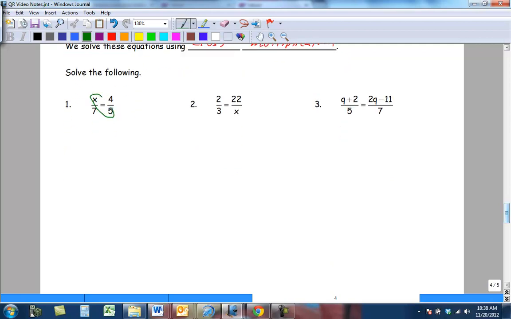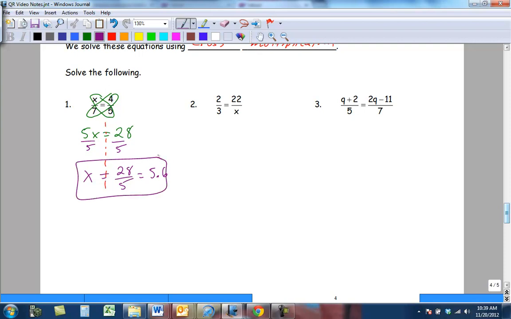Cross multiply. 5x equals 7 times 4, which is 28. Now, once you cross multiply, this is an equation like we've been doing. Get x by itself. In order to get x by itself, it says 5 times x, so you're going to divide by 5 on both sides. So x is 28 fifths. If you want to make that a decimal, that would be, I believe, 5.6. But either of those is good.